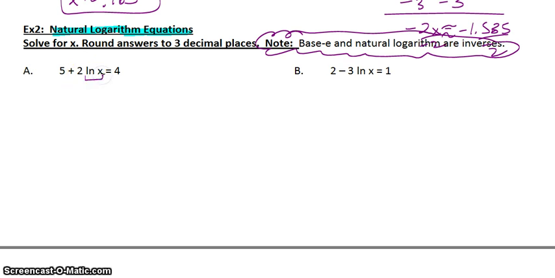So here's what I mean. In order to get rid of a ln of x, or in order to get rid of the ln part of it, we're going to take both sides as powers of e. We're going to exponentiate. And let me show you what I mean. But in these situations, before I do that, I have to get this by itself. So right now, I'm going to have to get rid of that 5.